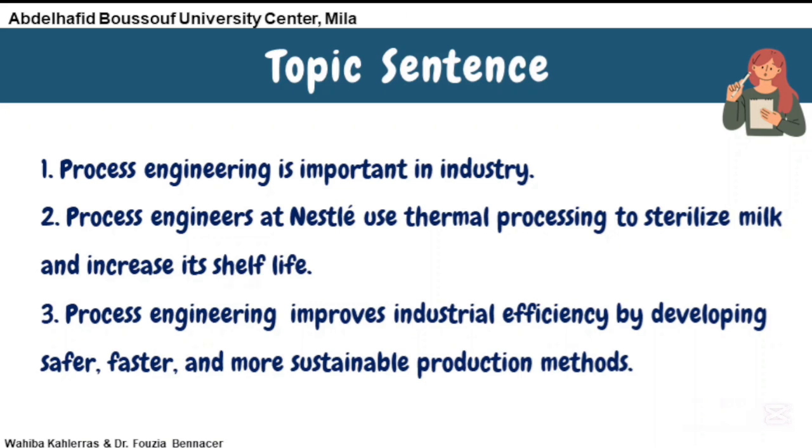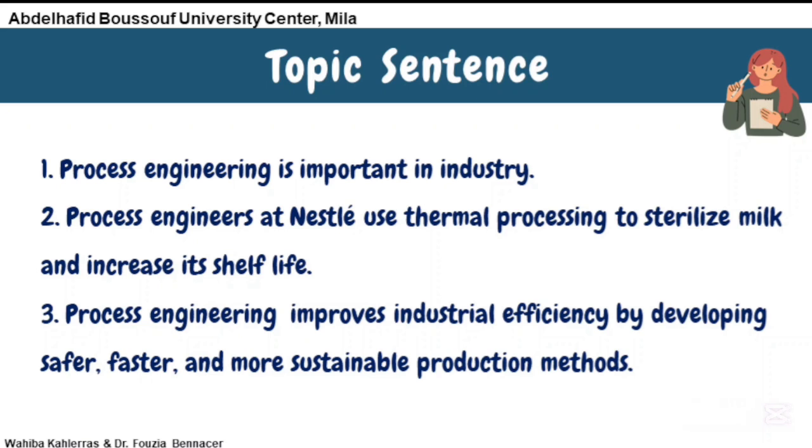In what way? However, the topic clearly is process engineering. Sentence 2. Process engineers at Nestle use thermal processing to sterilize milk and increase its shelf life. This is a detail, too specific. We cannot develop a whole paragraph talking about this very detail.